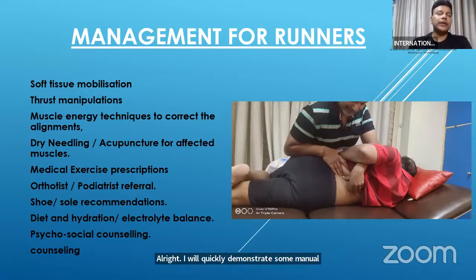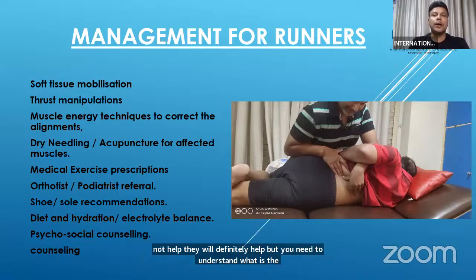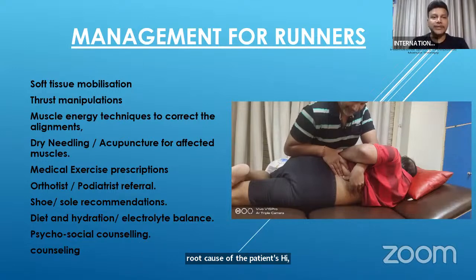But when it comes to the management of the runners, this is the last part, guys. You can do certain soft tissue mobilization. Not that I'm saying that the releases or the myofascia or the dry needling or the cupping that you're doing will not help. They will definitely help. But you need to understand what is the root cause of the patient's hypertonicity or muscular imbalances. I told you there could be a thoracic spine stiffness causing calf tightness. There could be a neuromeningeal tightness. Your slump test can turn out to be positive.